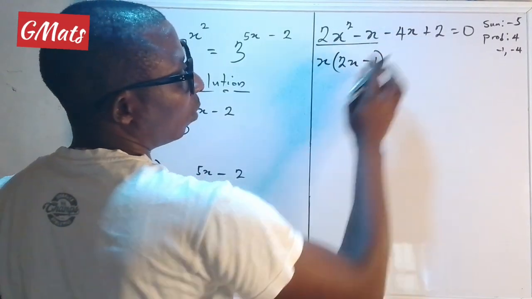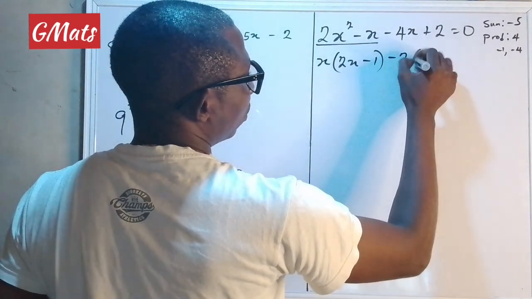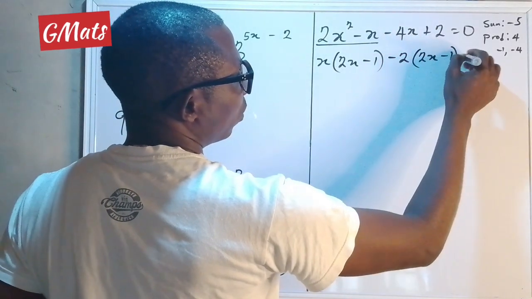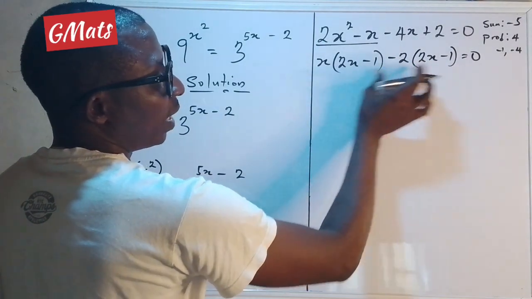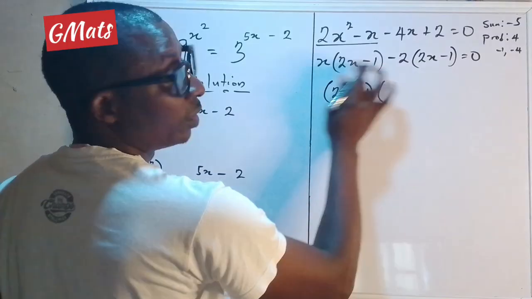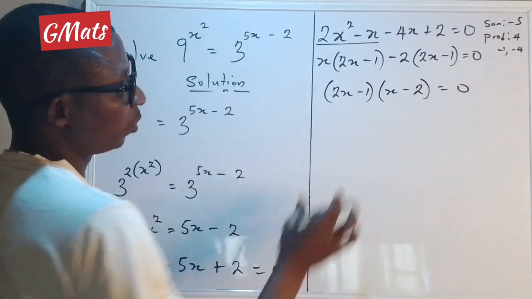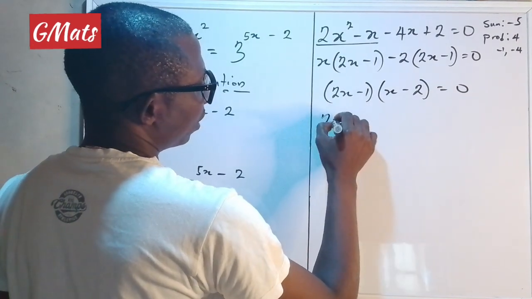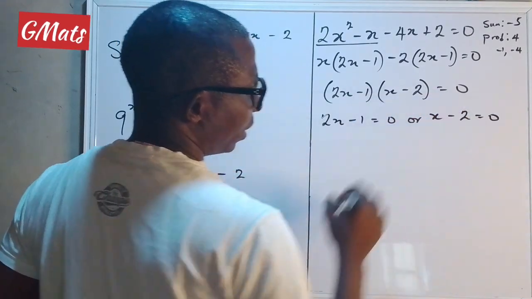Alright, now look at this. What's the common factor? The common factor there is minus 2. So when you divide this by minus 2, you have 2x minus 1. Okay, so we can now factor out what we have in the brackets. We have (2x - 1), and the remaining ones in the bracket are (x - 2) = 0. So we have two numbers multiplying each other to give 0. So it's either 2x - 1 = 0 or x - 2 = 0.